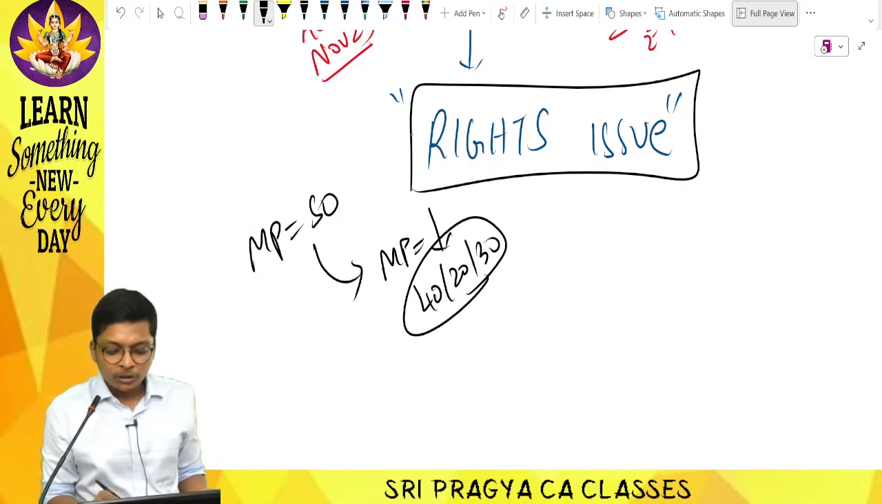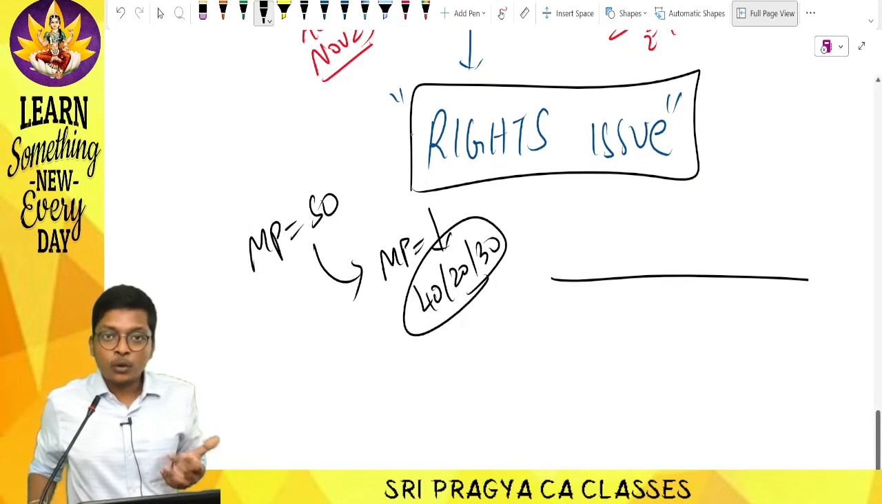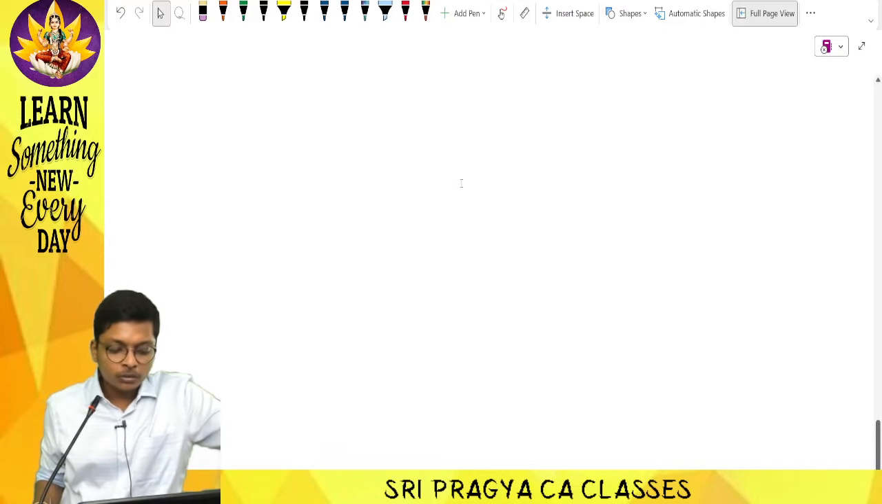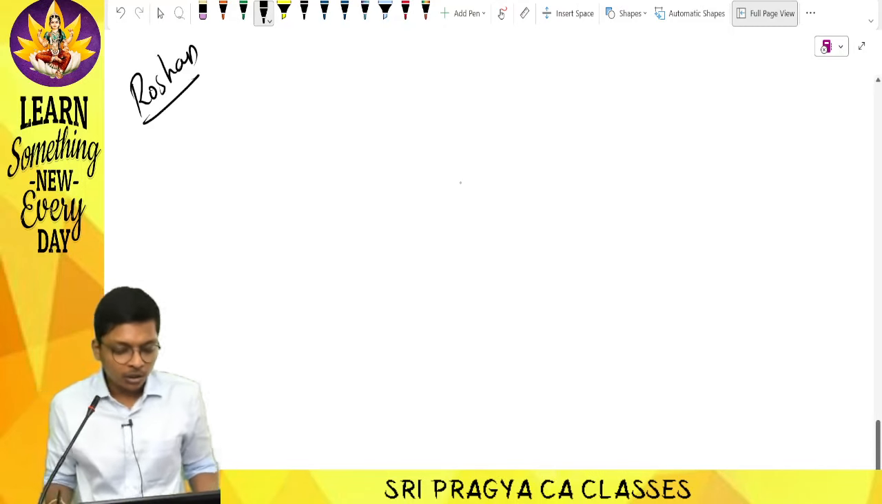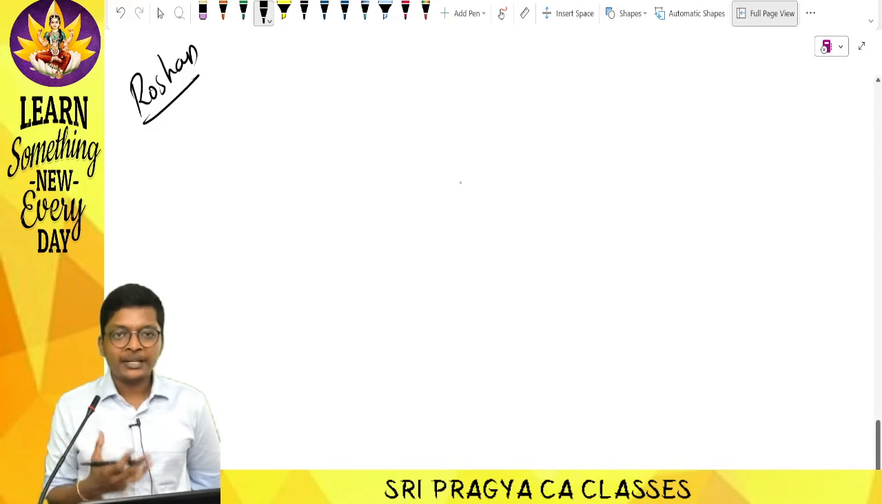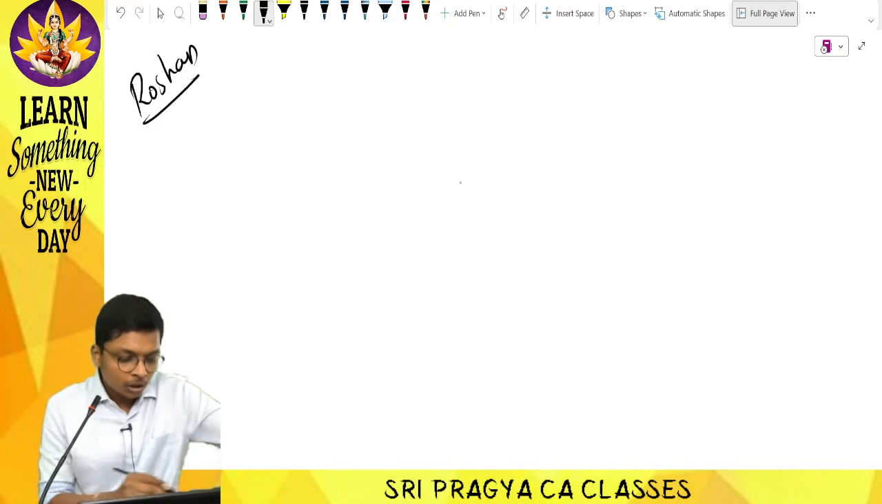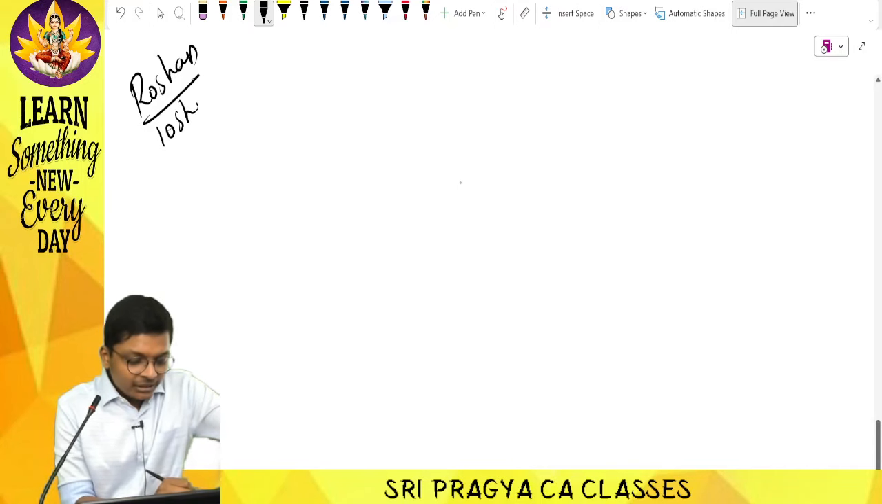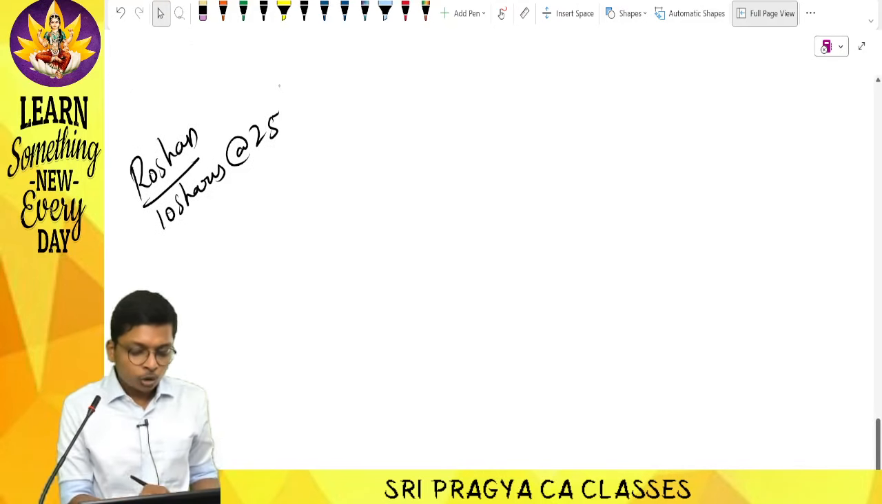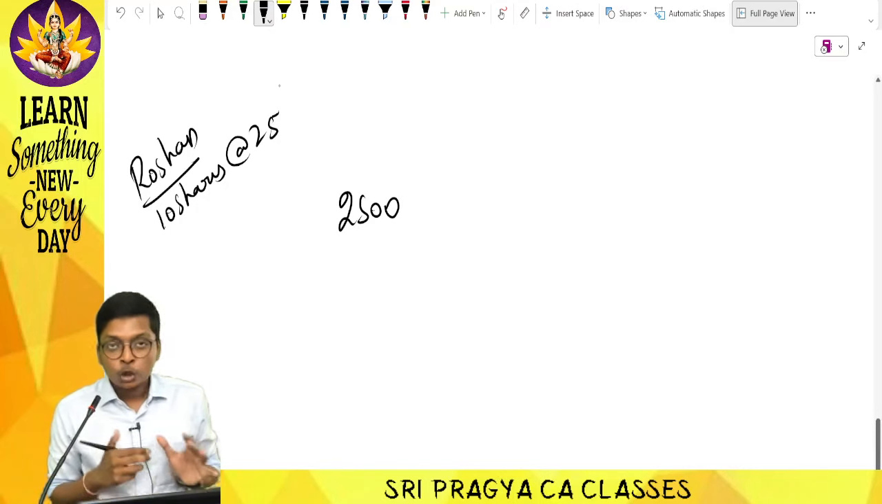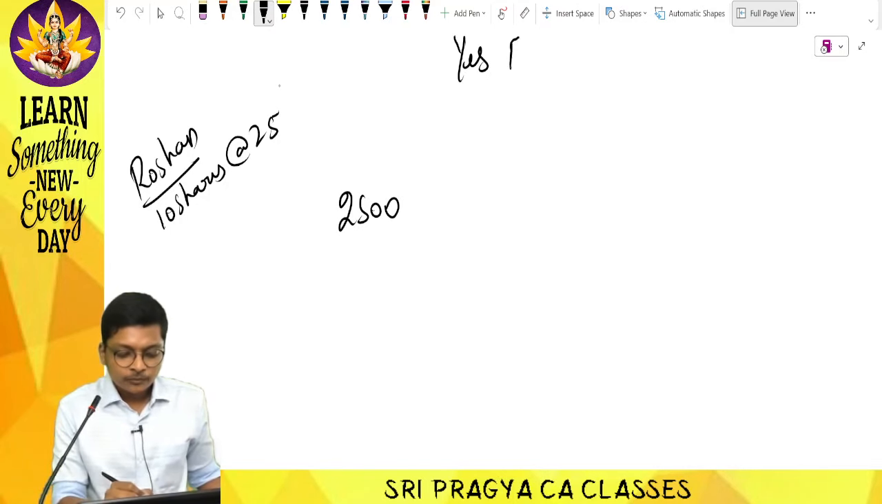So, basically what happens after rights issue? We have to understand what happens after a rights issue. Now, let's take an example. Let's take, for example, Roshan as a shareholder who has invested shares in a company. I am using same numbers as given in the book. Roshan purchased 10 shares at rupees 25 in Yes Bank. So totally Roshan's portfolio value is 2500 rupees. This is Yes Bank. Are you following, guys?